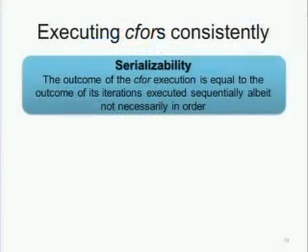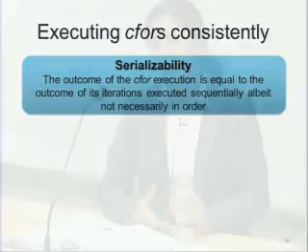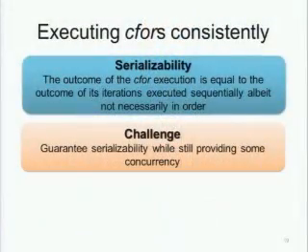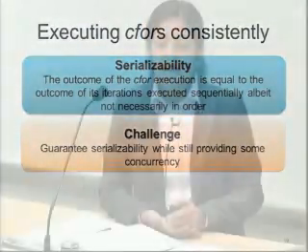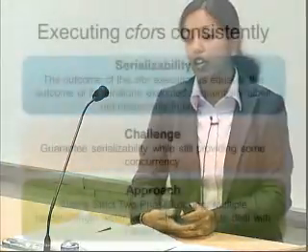So talking about serializability. Serializability is a concept that's often used in databases, and in our scenario, what it means is that the outcome of a C4 execution should be equal to the outcome of its iterations executed sequentially, although not necessarily in the same order. So the challenge here is, how do we guarantee serializability while still providing some concurrency? And our approach to do this has been inspired by the strong strict two-phase locking approach.